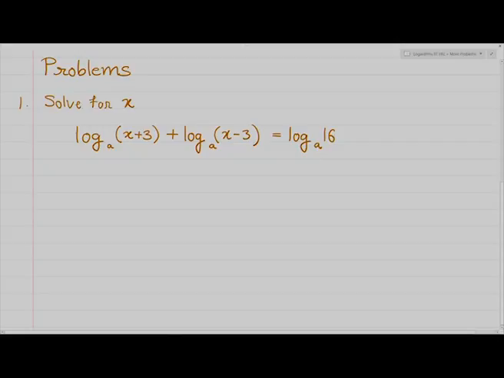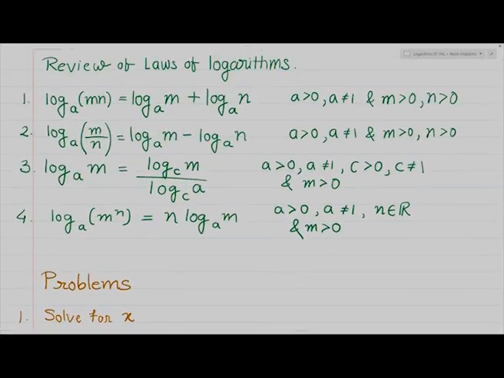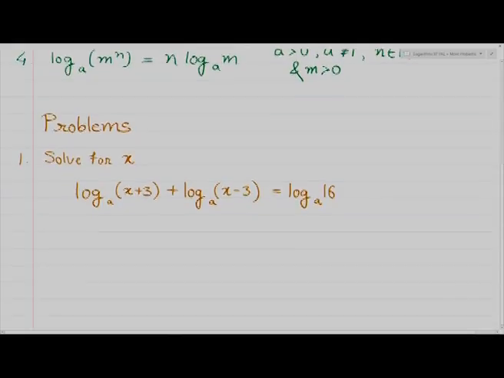So, how to solve this? We can use the product rule which we derived in the last class, which is our first rule. It is called the product law. What does it say? It says log to the base a of mn is equal to log to the base a of m plus log to the base a of n, whenever a is greater than 0, a is not equal to 1, and m and n are greater than 0. So, you have to always check whether all these conditions are satisfied.